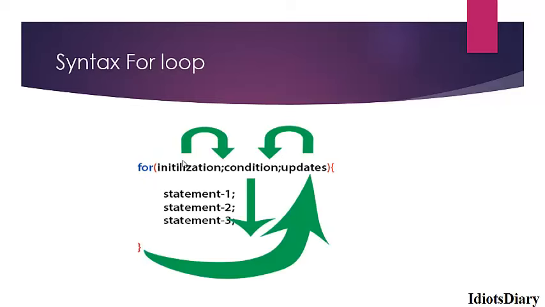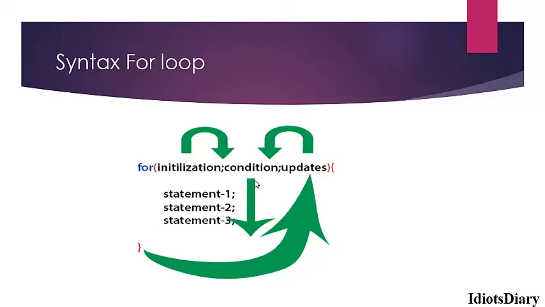As shown in the diagram, in the syntax of for loop, first initialization is performed, then condition is tested. If condition becomes true, then block of statements are executed. This block of statements is also known as body of loop. From the end of the body of loop, the control again moves to the update part, then update is performed, and then again condition is tested.